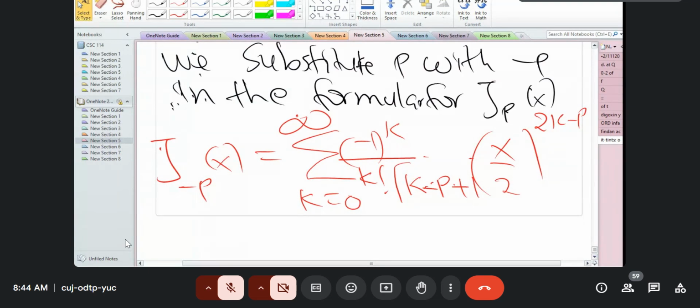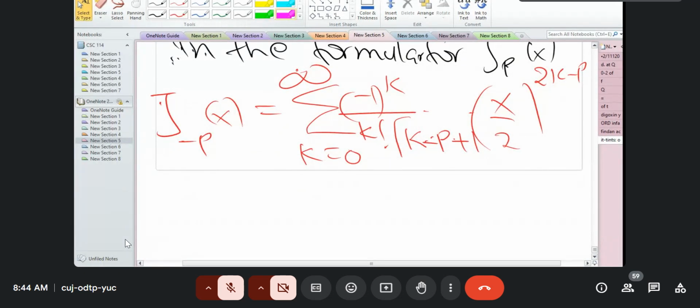But when looking at the gamma function, we noticed that the argument of the gamma function must be positive. So if j minus p is the sum from k is 0 to infinity of minus 1 power k over k factorial gamma of k minus p plus 1 times x over 2 raised to 2k minus p, the argument of the gamma function must be greater than 0. But in this case, we are having some k minus p plus 1. K is running from 0 to infinity.